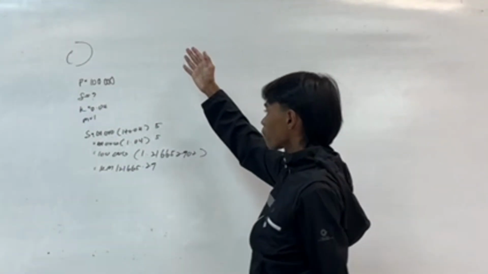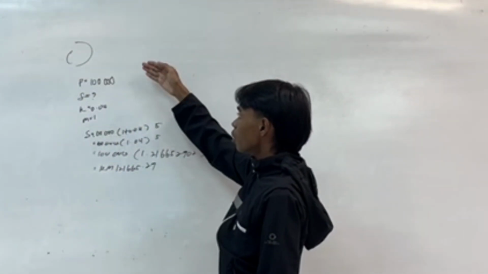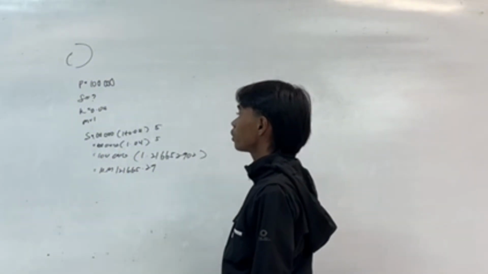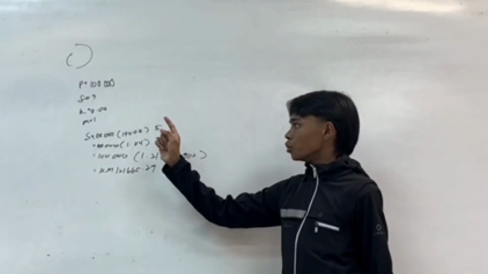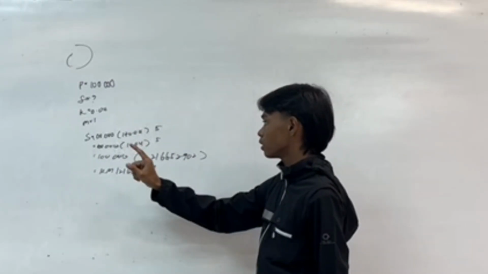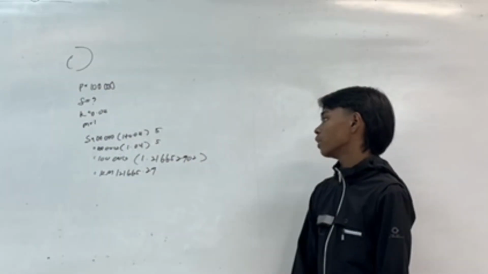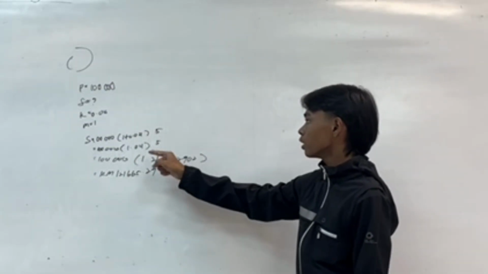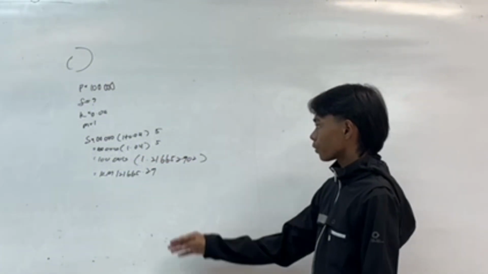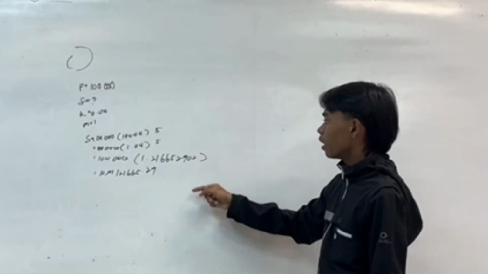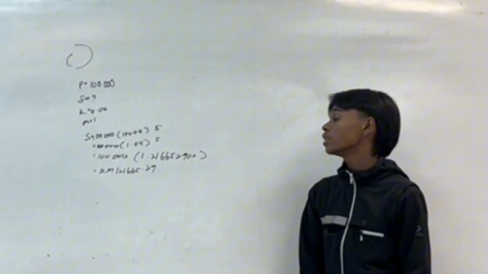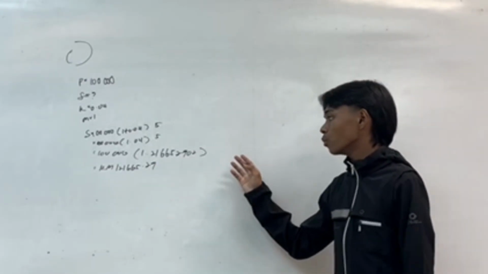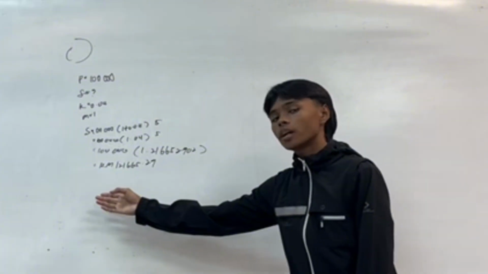P is 100,000, S we know, and K is 0.04, and M is 1. So we should use the formula to find the S. First, the bracket power of 5. We calculate in the bracket and we get 1.04. We calculate it down, so we can get this number: 100,000 in bracket 1.21665290, close the bracket, and we get the answer.